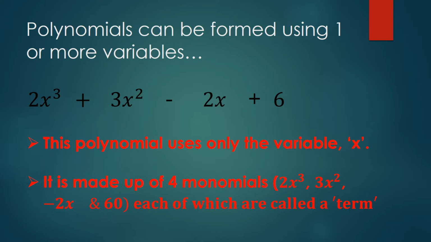Polynomials can be formed using 1 or more variables. In this example of a polynomial, we have 2x to the third plus 3x squared minus 2x plus 6. There are 4 terms here, or 4 monomials. This polynomial uses only the variable x. You see there's x here, x here, x here. Again, this polynomial is made up of 4 monomials, 2x to the third, 3x squared, negative 2x, and plus 6. Each of these monomials that I'm pointing to is called a term.